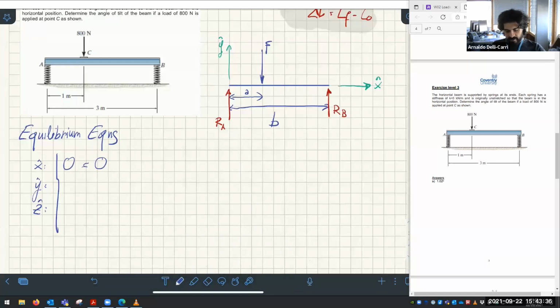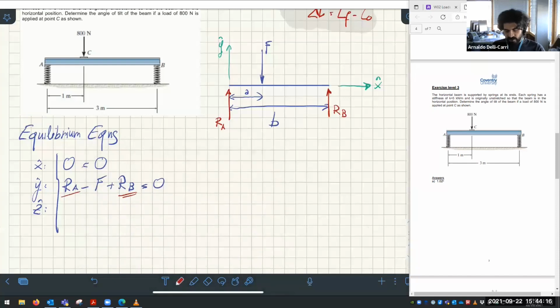We have minus 800. So let's do them in order, 1, 2, 3. So RA minus F plus RB equals 0. Positive because it's according to the y-axis, negative against the y-axis, positive according to the y-axis. And so, well, the problem here is that we have 2 unknowns in a single equation. So we can't solve this equation yet.